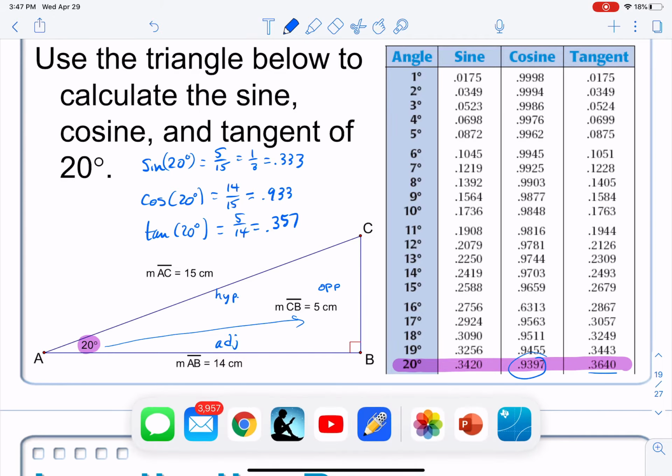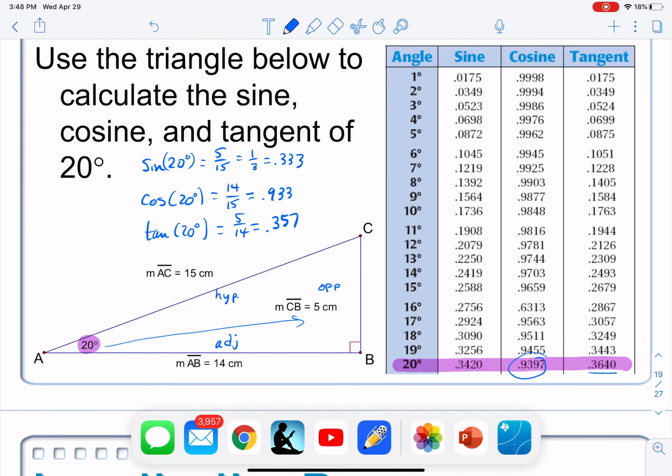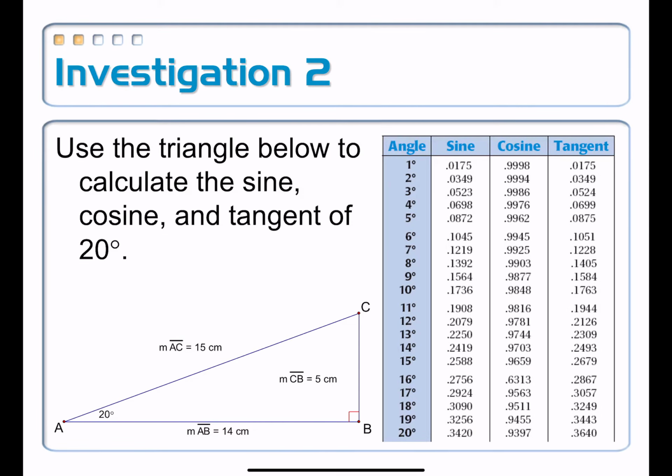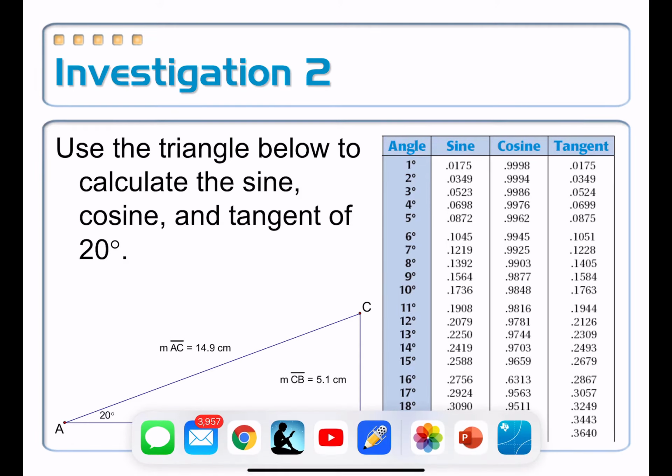So how could I improve that? Well, obviously, I can improve it by maybe more accuracy in each one of my measurements. Maybe instead of to the nearest centimeter, I measure to the nearest tenth of a centimeter. And that's not too hard to do, right? I've got rulers that measure to the tenth of the centimeter, which is a millimeter. So now I've got 5.1, 14.0, and 14.9. A little bit more accurate, a little bit more precise for our measurements here.